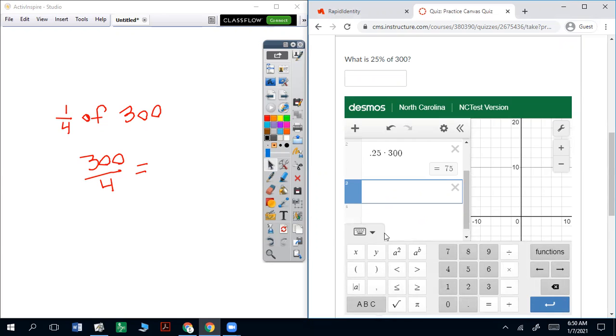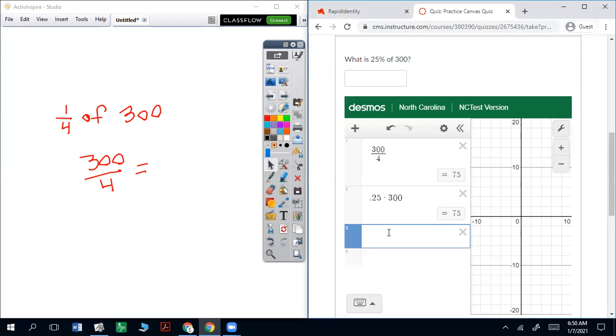And then a third way to do it would be to do the 25% of. In Desmos, you can do 25%, Shift 5 will put that percent, and then it'll put of. And when you throw that 300 in there, you can get that 75. So either way, you're going to get 75.